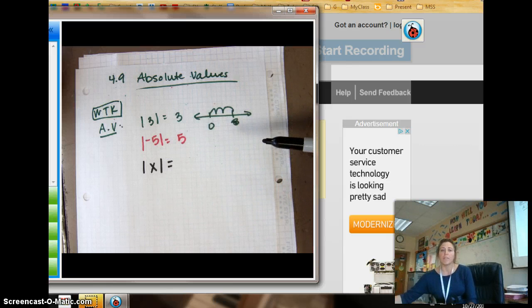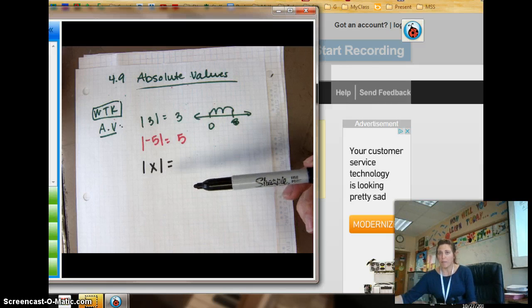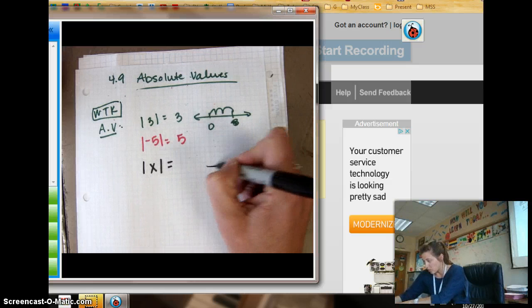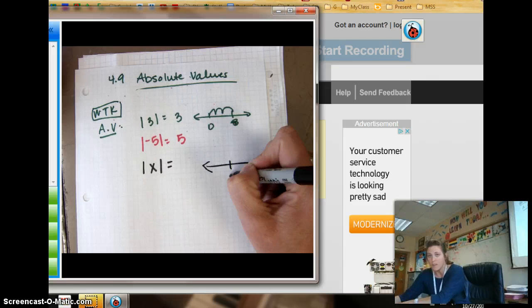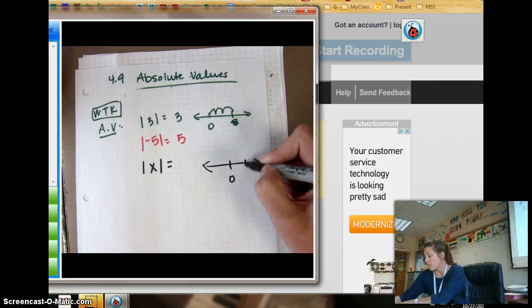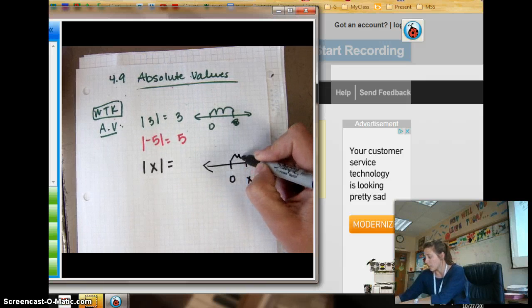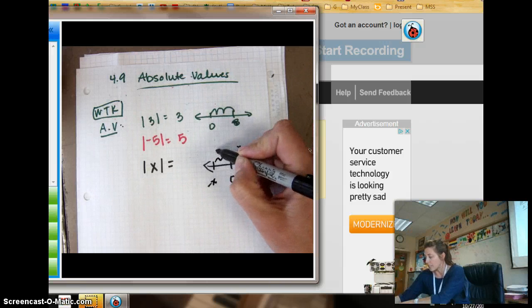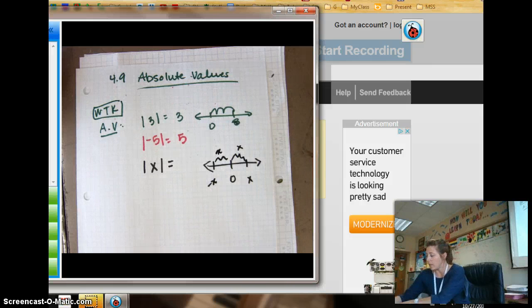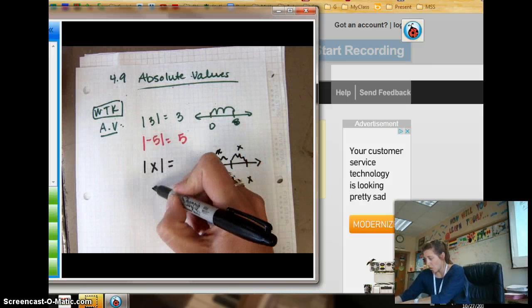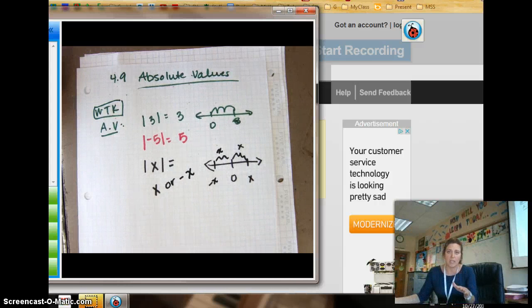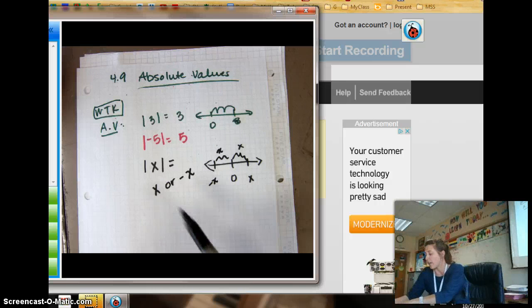0. But if we have the absolute value of x, that means that we don't know what x is. It's a variable, right? So we could have a couple of options here. If I talk about x away from 0, that x could be over here because the distance from here to here is an x. Or it could also be negative because the distance from here to here is x. So it could be an x or it could be a negative x. So as you see this and start thinking about this, know that it could be 2.